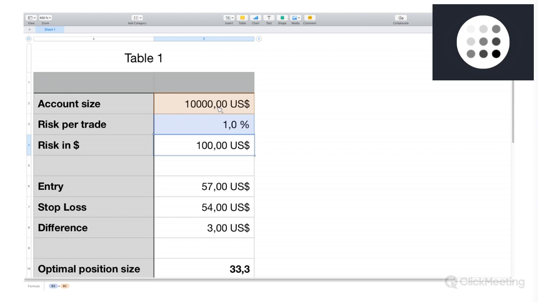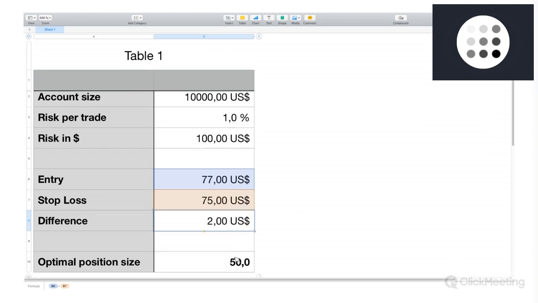Now, let's say we want to trade a stock, and the stock currently stands at 77 bucks, and we want to go long, and our stop loss level should be, for some reason, let's say a support level at 75. Then the difference between the entry and the stop loss level is $2. And now we have to calculate: the total risk of $100 divided by $2, the difference between entry and stop loss. And the result is the optimal position size, 50.